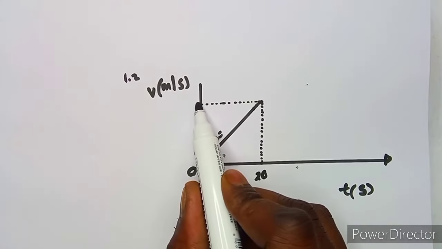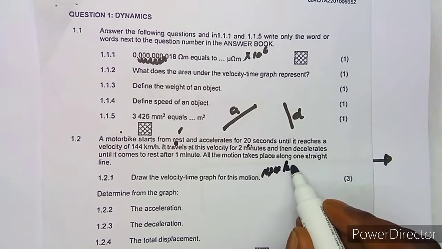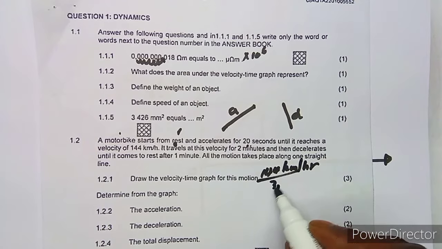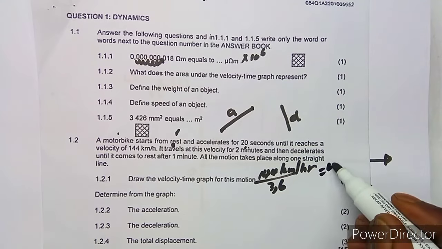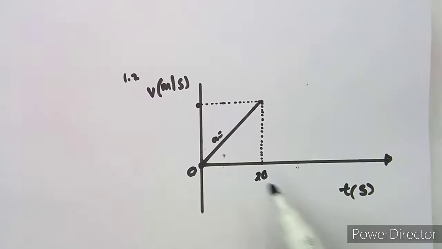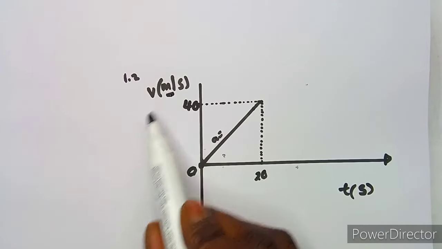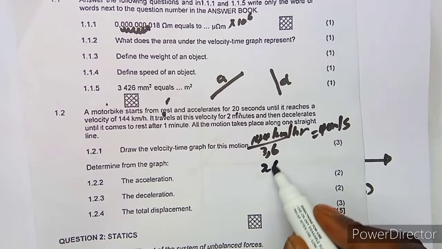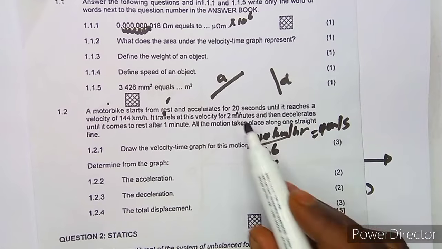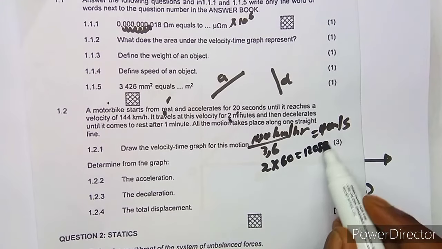So this velocity can be determined because we are given it as 144 kilometers per hour, which should be converted to meters per second by dividing by 3.6, which will give us 40 meters per second. So this velocity here is 40. Remember, we have already written that this is meters per second, so you just write the number, you don't write the units. Then it travels at this velocity for 2 minutes, and our time is supposed to be in seconds. In a minute we've got 60 seconds, so you multiply 2 by 60, which is 120 seconds.